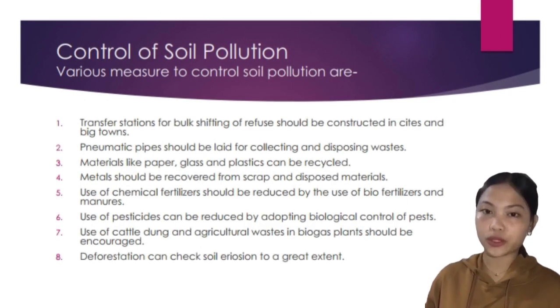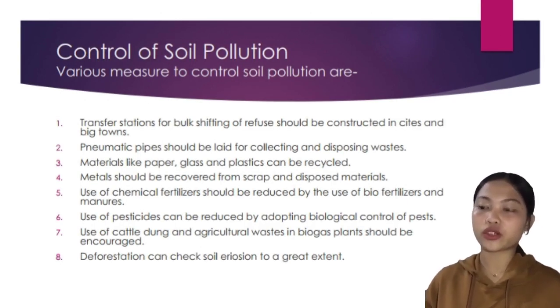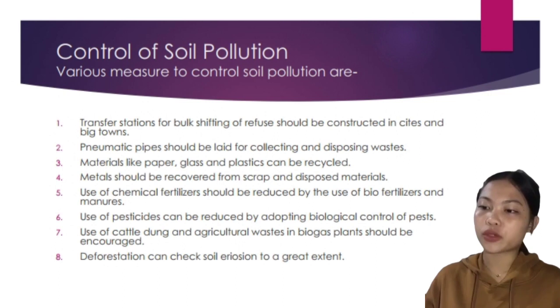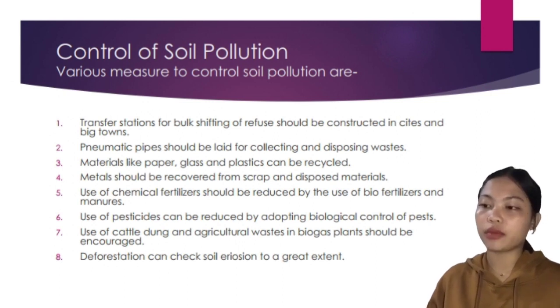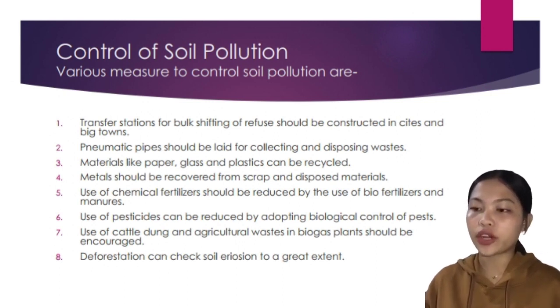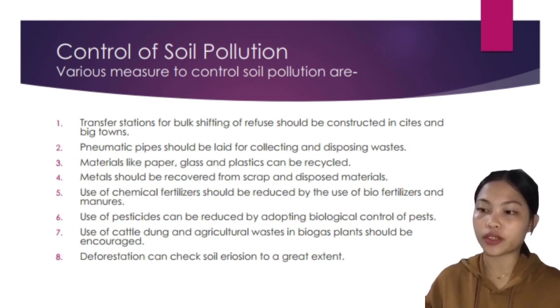Control of soil pollution. Various measures to control soil pollution are: number 1, transfer stations for bulk shifting of refuse should be constructed in sites and big towns. 2, pneumatic pipes should be laid for collecting and disposing waste. 3, materials like paper, glass, and plastic can be recycled. 4, metals should be recovered from scrap and disposed materials.